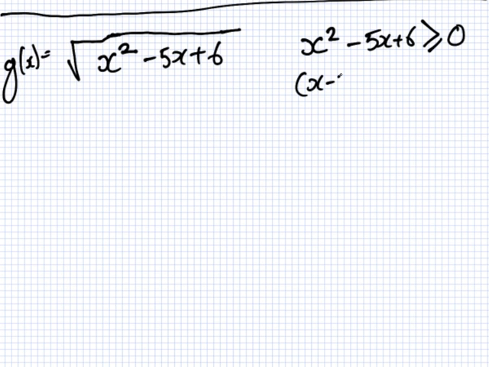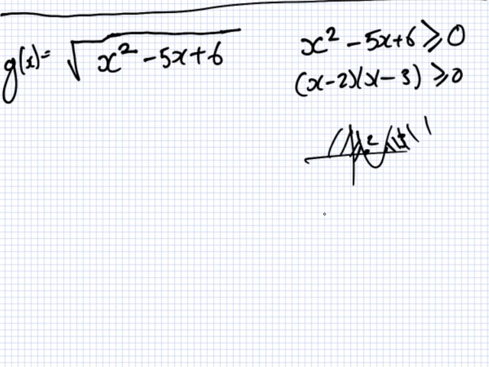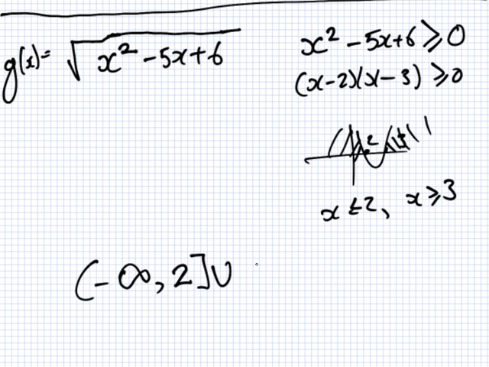So that means (x minus 2)(x minus 3) must be positive. Quick picture: 2, 3, positive is this part here. So x less than or equal to 2, x bigger than or equal to 3. So the domain is minus infinity to 2, and 3 to infinity. This is the domain. We get the idea for domain?